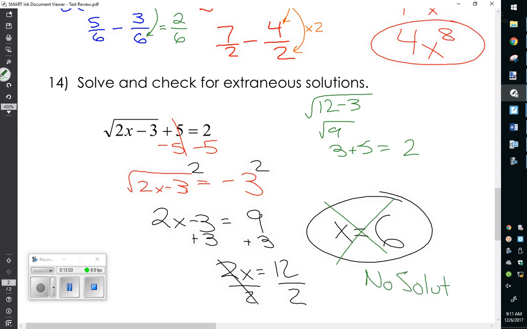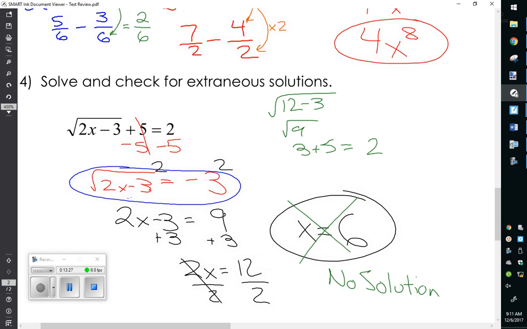The way you can tell that, remember, if in your problem you ever get a square root equal to a negative number, square roots can't be equal to negative numbers. So I knew right there that there wasn't going to be a solution to this problem. This was going to be an extraneous solution. It wasn't going to work. If you get a square root equal to a negative like we did right there, that number really wasn't going to work when I plugged it back in. You can always just plug it back in as well.